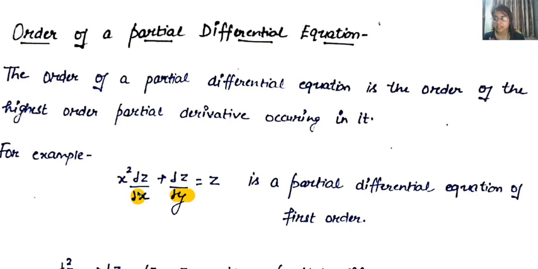Now this derivative is of order 1. Also this derivative is of order 1. So maximum order, or we can say highest order derivative present in the equation is of first order. So this is a partial differential equation of first order.